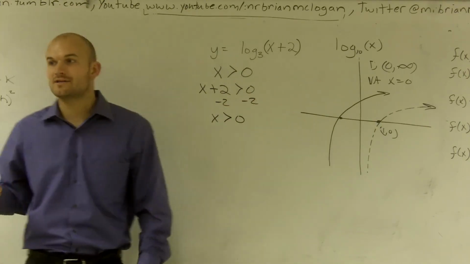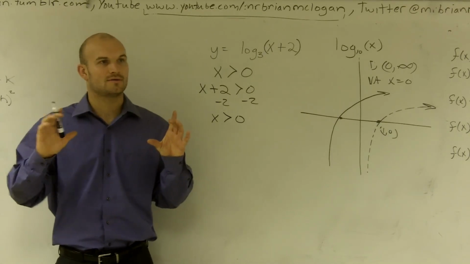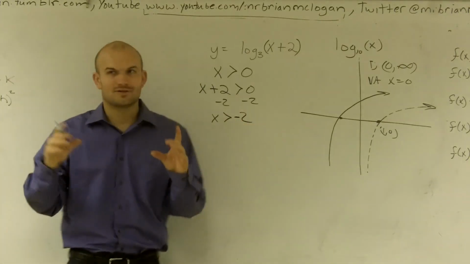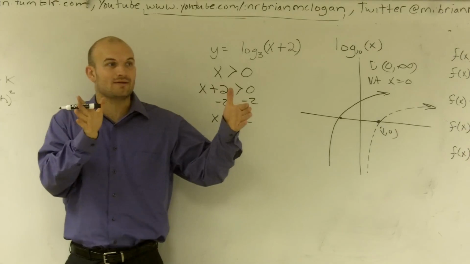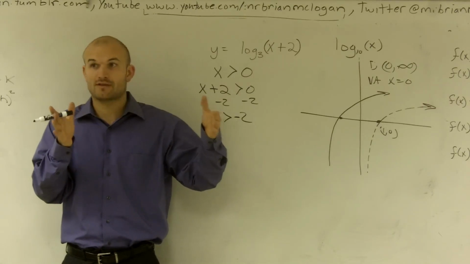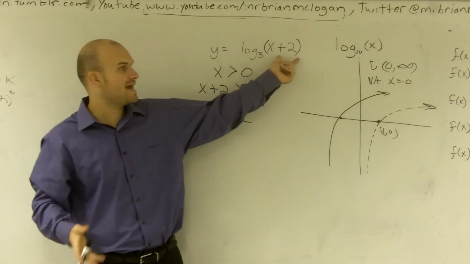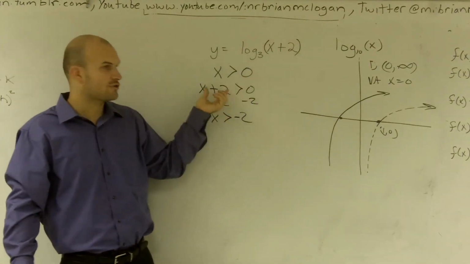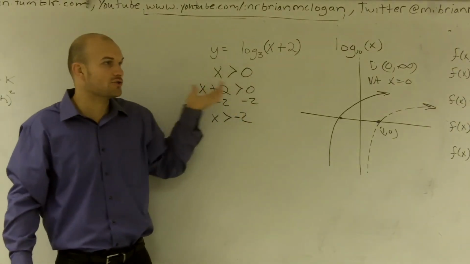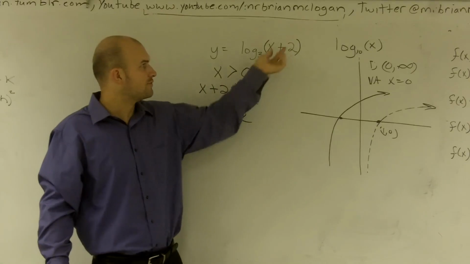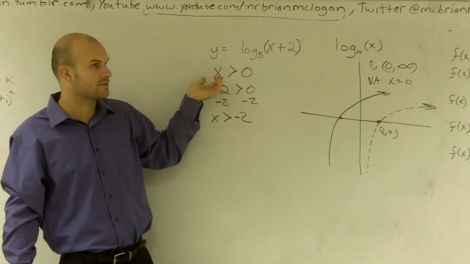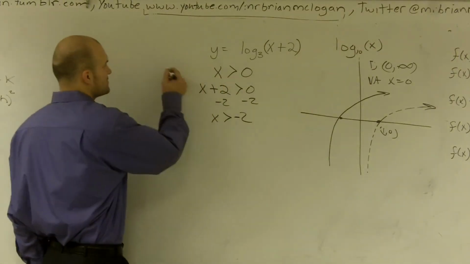If you remember doing the domain for a radical, I said set what's under the radical greater than or equal to 0. This is kind of the same thing. You're going to take what's inside of your function and set that greater than 0, because that's your domain. Your domain is all x values greater than 0. So if you're changing anything inside of your function, set that greater than 0. This is for your domain.